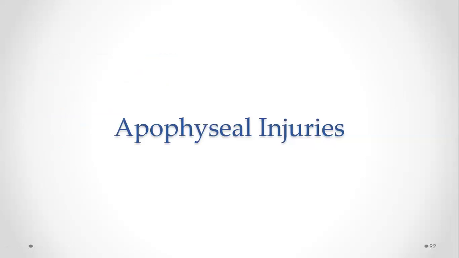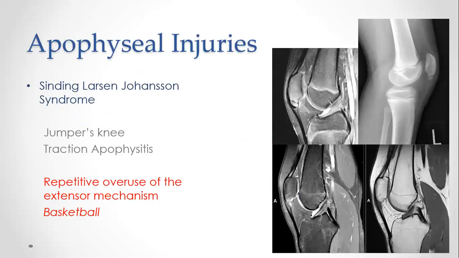Move on to apophyseal injuries. Apophyseal injuries happen because of the repetitive overuse of the tendon-bone interface. For example, we have this patient who is a basketball player, developed jumper's knee, or Sinding-Larsen-Johansson syndrome. It is traction apophysitis of the inferior pole of the patella, which is demonstrated by fragmentation of the inferior pole as we see on the X-ray. We see osseous edema as well as thickening and hyperintensity of the patellar tendon proximally.